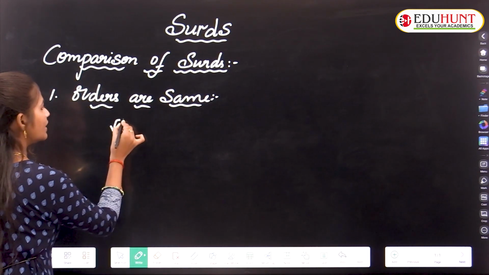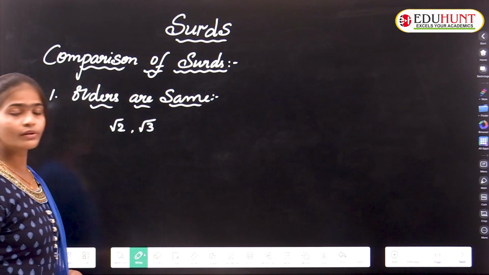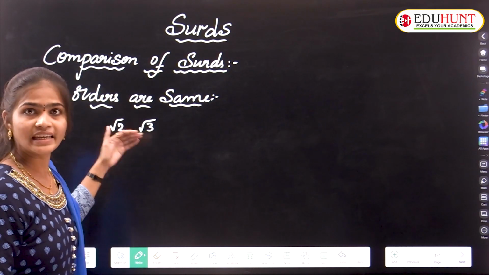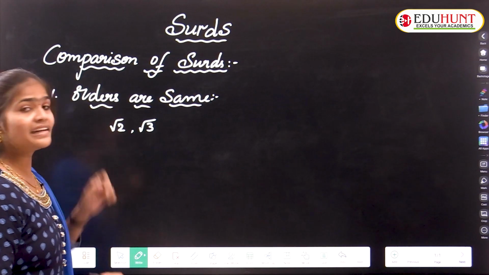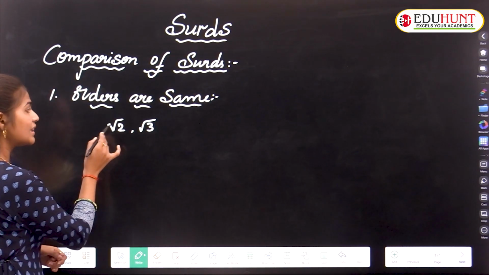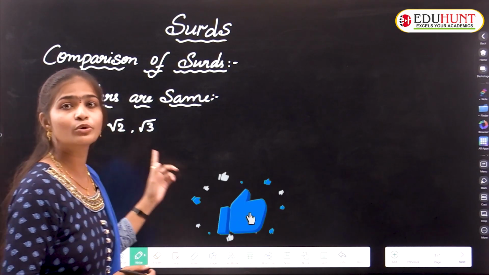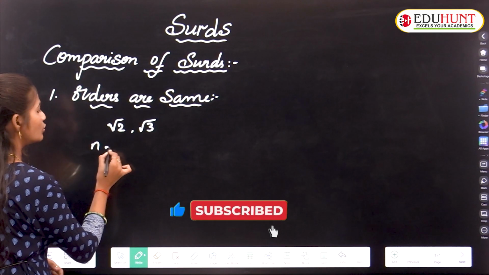For example, here root 2 and root 3. Order means, if the surd is in the form of nth root of a, then n is called the order of the surd. So here n is equal to what? In the previous class we discussed that if nothing is there, we need to consider it as a square root. So here n is equal to 2.